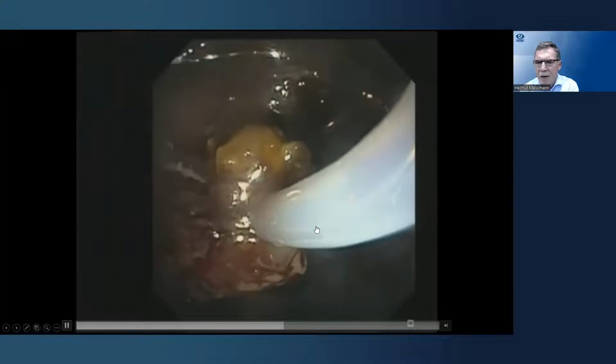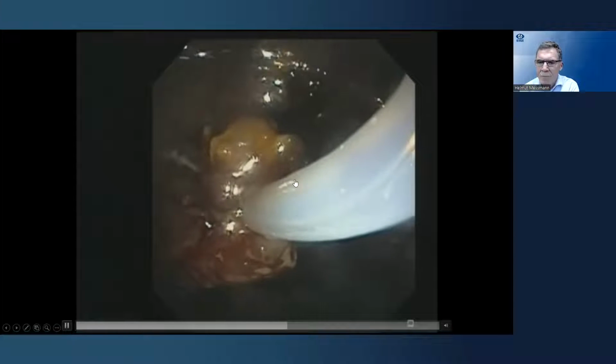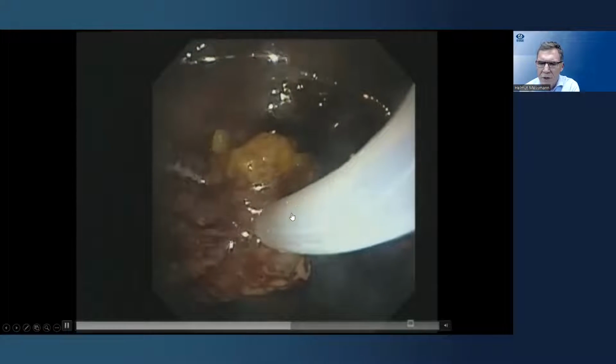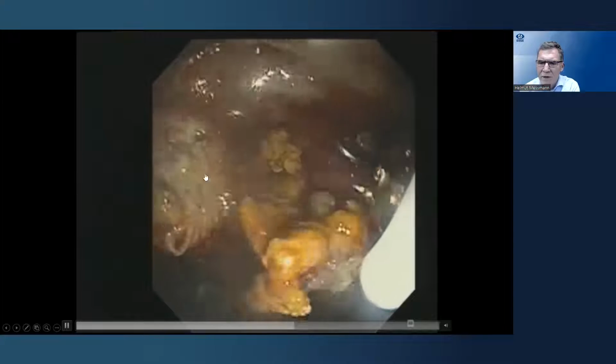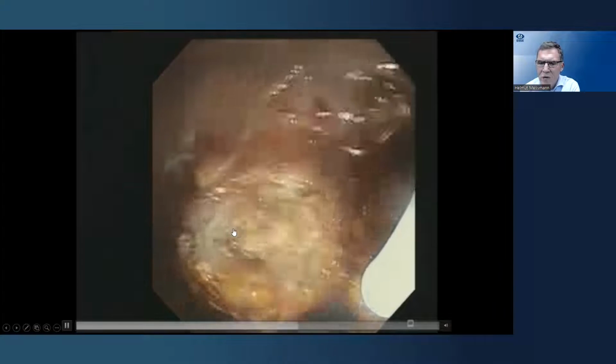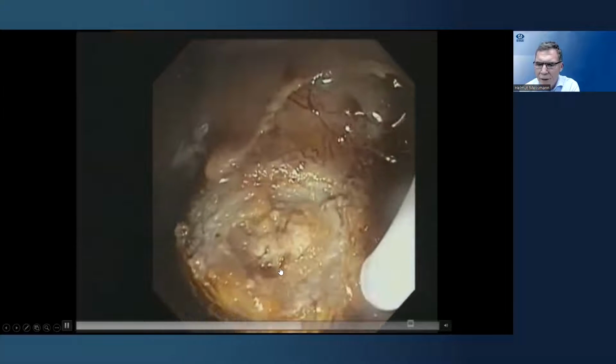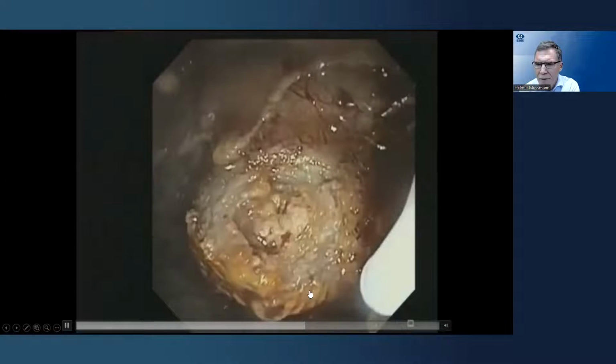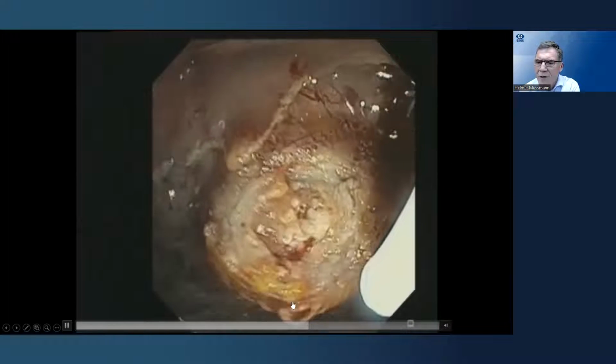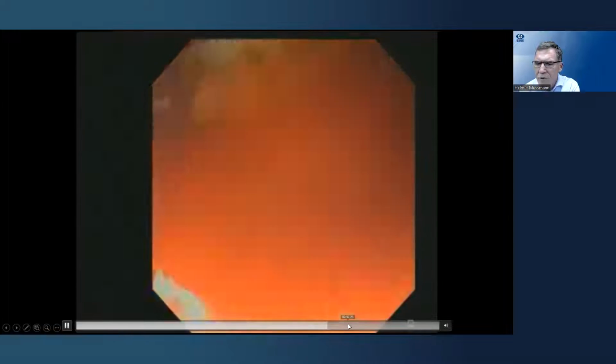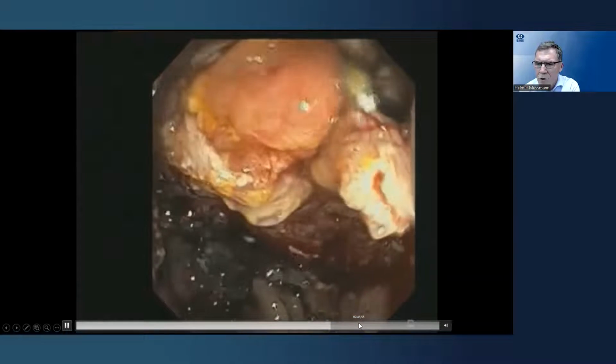This is the papilla. We did a papillotomy to see whether there was some intraductal adenoma, but then you see it looks pretty good, and we could continue.